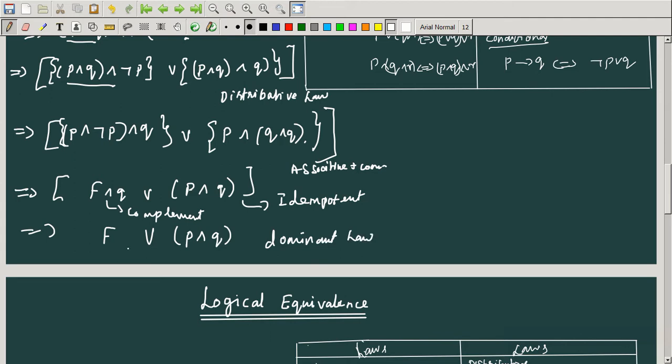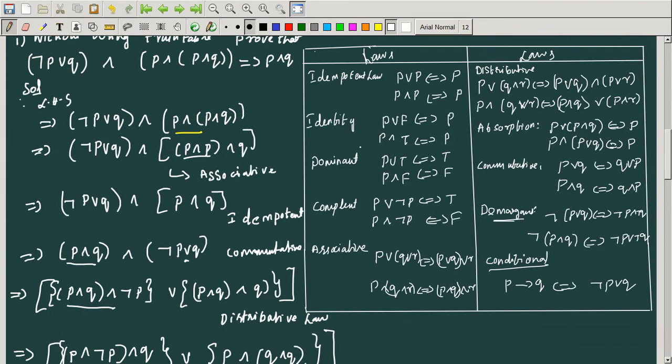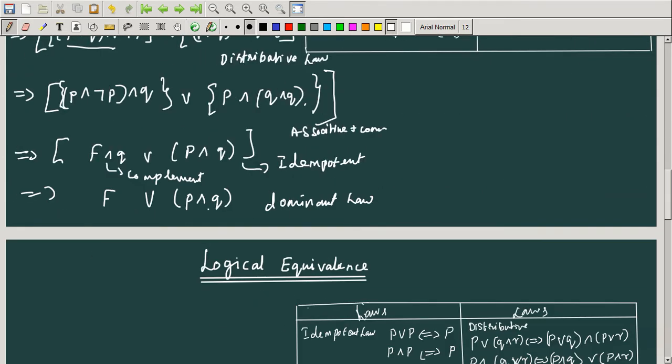Afterwards, I'm going to use the identity law. You just check, you have the laws, right? What is the identity law? False or any proposition means we will get that same proposition. So this is also false or any proposition, so we are getting P and Q. What law did we apply here? Identity law. Hence we have proved. Hence proved.